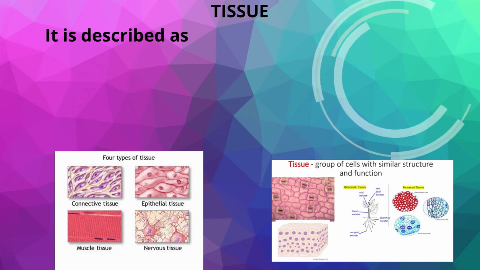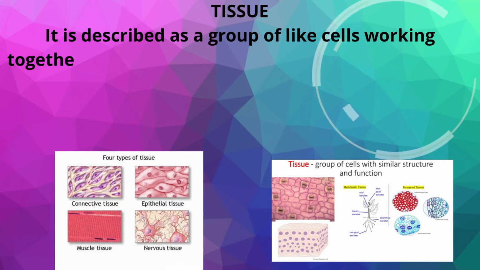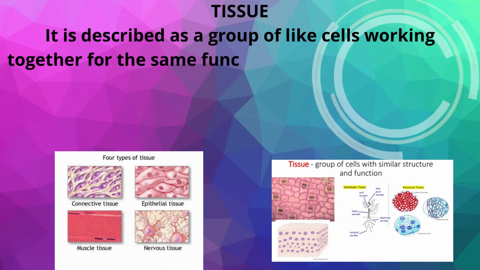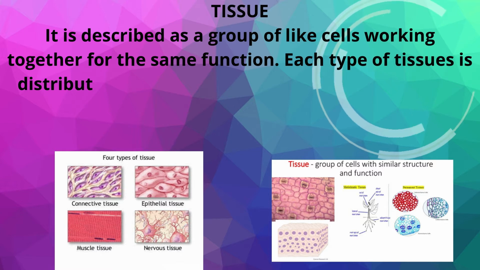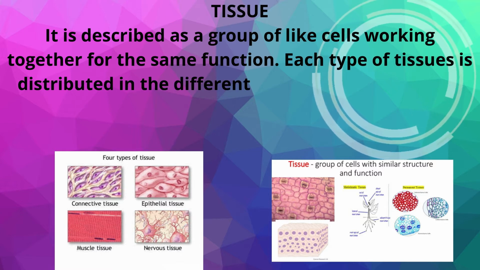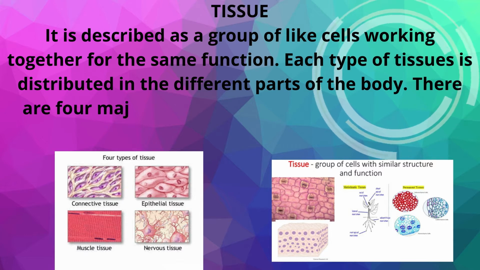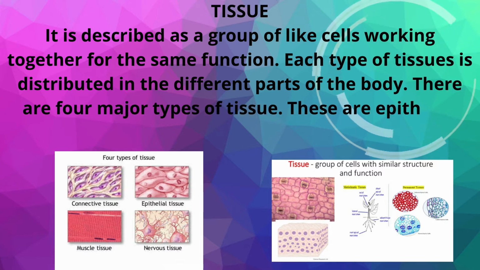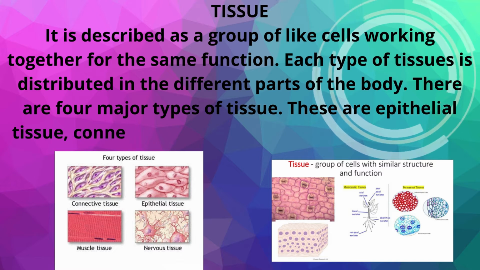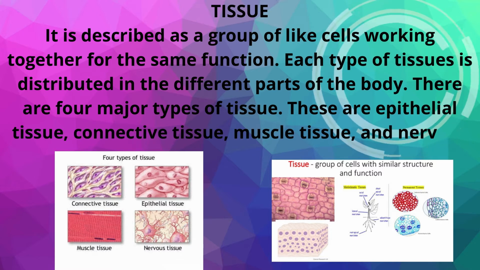The next level is the tissue. It is described as a group of like cells working together for the same function. Each type of tissue is distributed in the different parts of the body. There are 4 major types of tissues, and these are epithelial tissues, connective tissues, muscle tissues, and nervous tissues. Each organ in the body is made up of 2 or more tissues of similar characteristics.